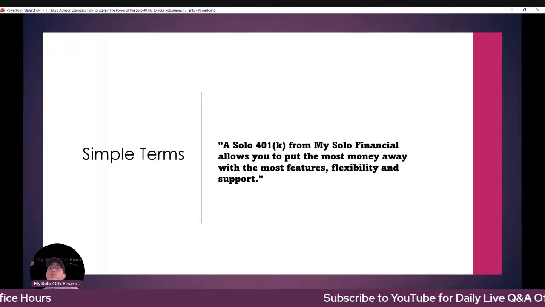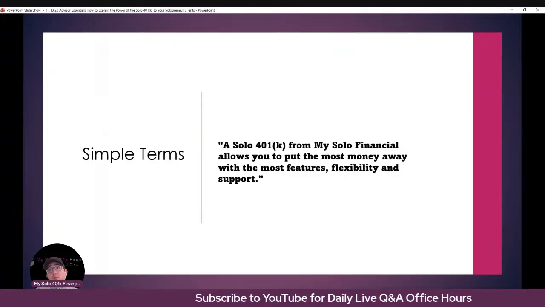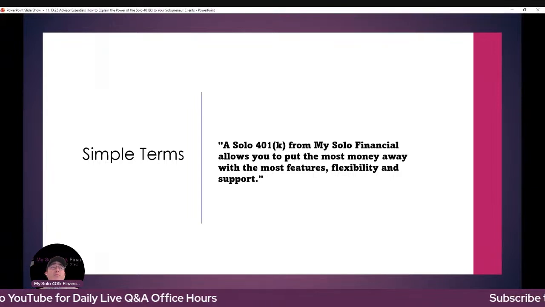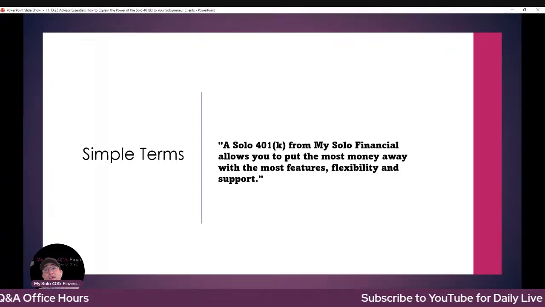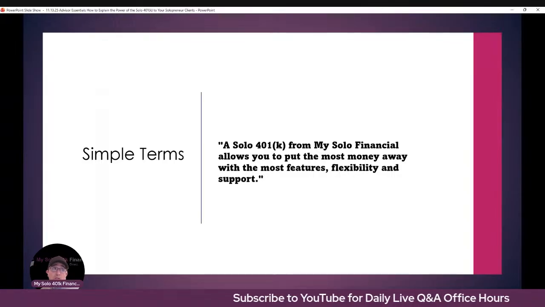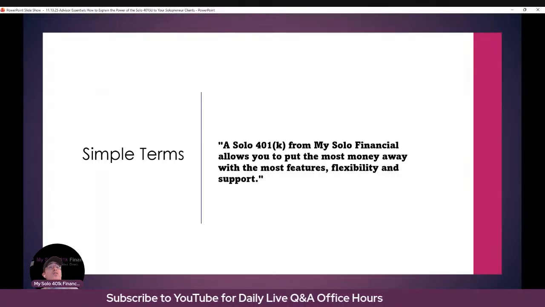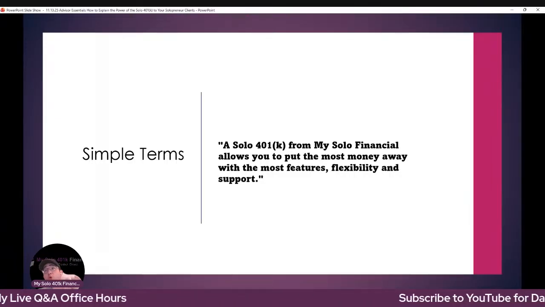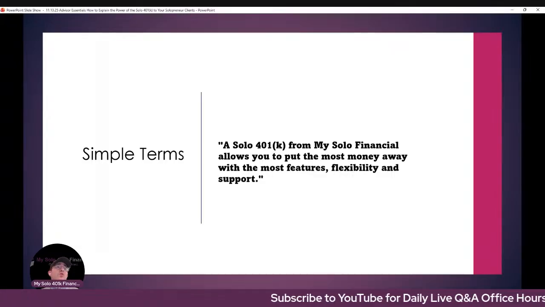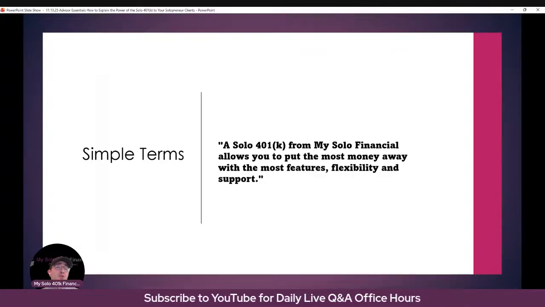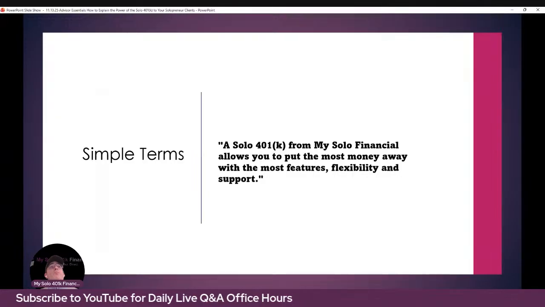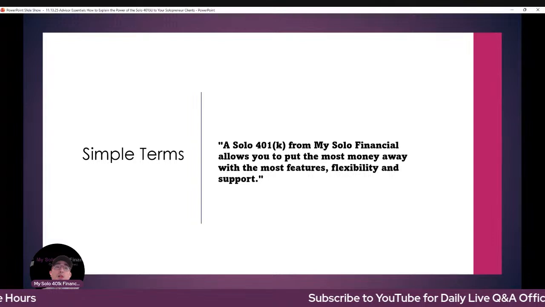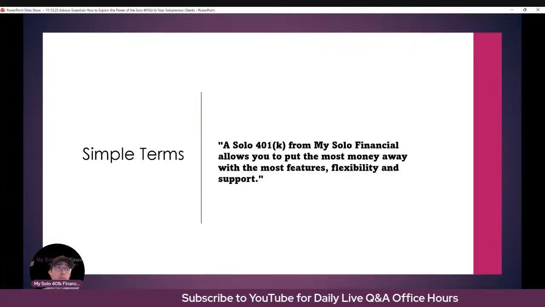So individuals that are eligible because they're self-employed with no employees, so it's an owner-only business, can set up a solo 401k plan generally. But if they want to be able to access the advanced features, like at least some of the ones that we're going to discuss today, you need to have documents that support and allow those features. So a solo 401k plan from My Solo 401k Financial ultimately allows the client to put the most money away with the most features, the most flexibility, as well as the compliance support for that solo 401k plan.